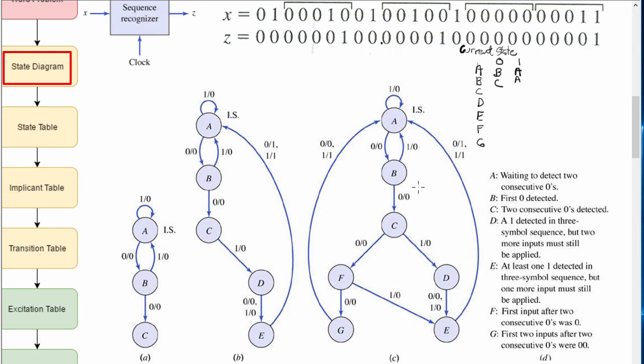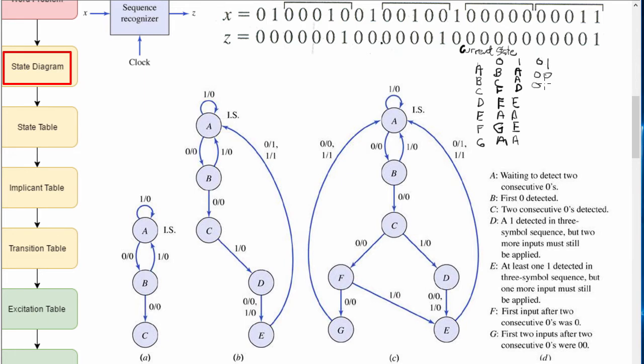If we're at C and we get a 0, we go to F. If we're at state C and we get a 1, we go to D. If we're at D and we get a 0 or a 1, we go to E. If we're at E and we get a 0 or 1, we go back to A. If we're at F and we get a 1, we go to E. If we're at F and we get a 0, we go to G. And if we're at G, doesn't matter what we get, we go back to A. All right, now we're going to do our outputs.